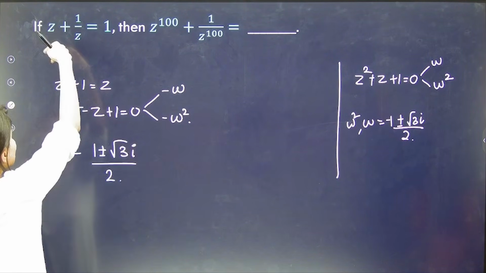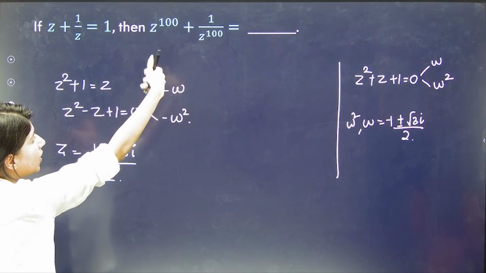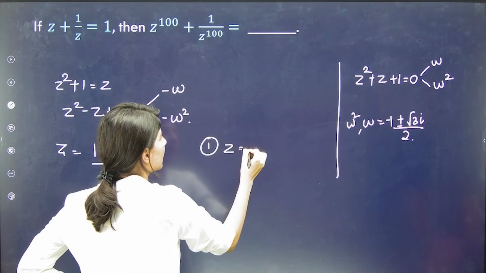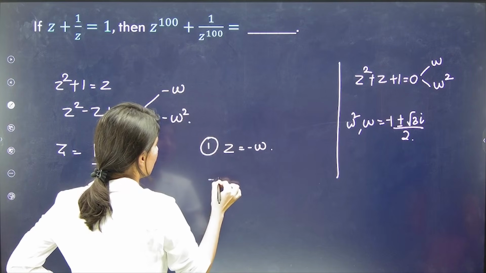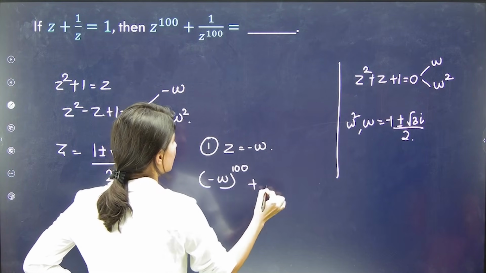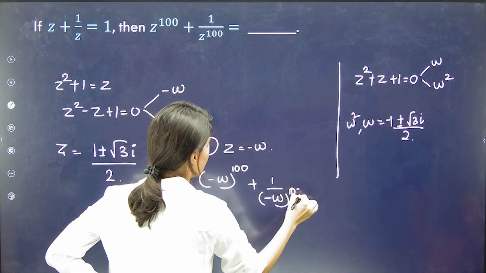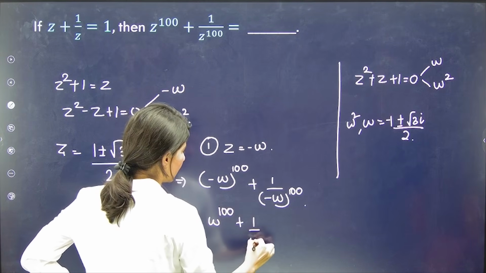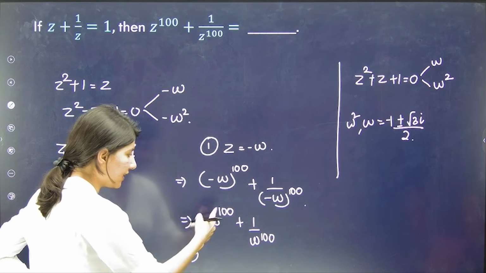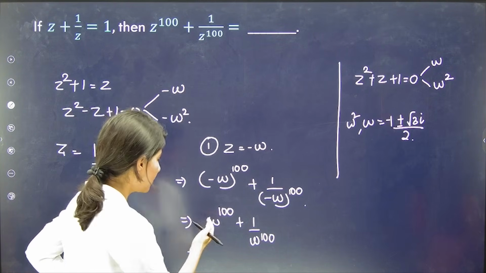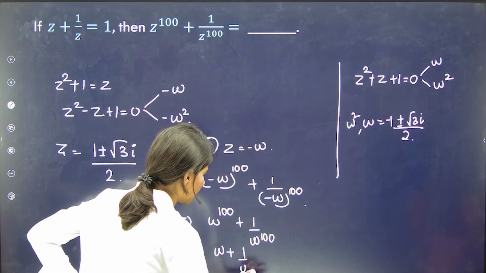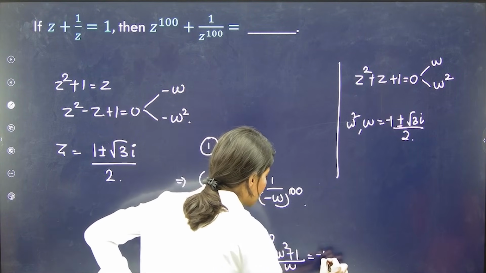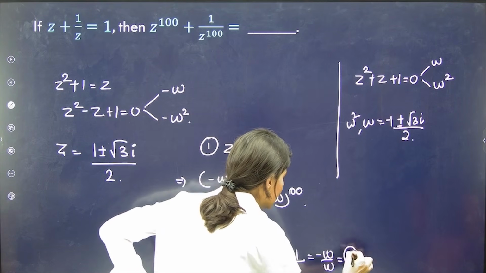Okay, so that means this z is either minus omega or minus omega square. We need to calculate the value of this. So case number 1, when z is minus omega, put minus omega power 100 plus 1 upon minus omega power 100. Omega power 100 plus 1 upon omega power 100, correct? Omega power 99 into omega, and omega power 99 is 1. So this is actually omega plus 1 upon omega. So take LCM, omega square plus 1 upon omega, and this is coming out as minus omega upon omega. Minus 1 is the correct answer.